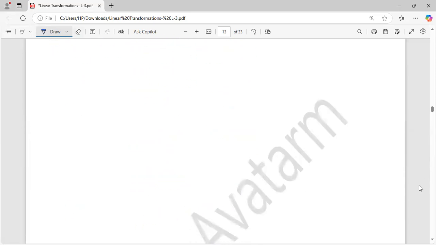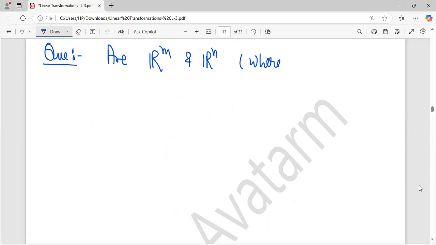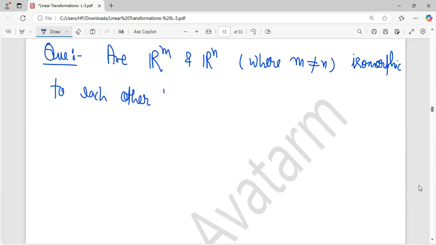So the question: are Rm and Rn, where m is not equal to n, isomorphic to each other? Solution: the answer is no.